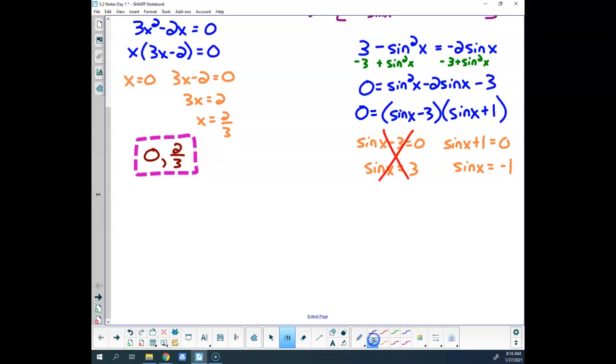Where is sine equal to negative 1? 3 pi over 2. There's just 3 pi over 2. Okay. Homers, thumbs. Good. All right, love it.